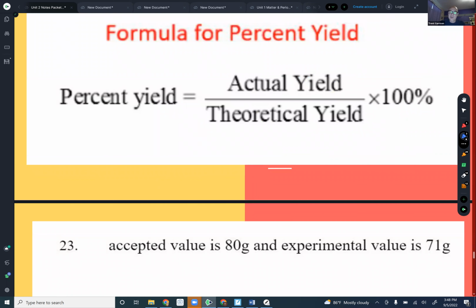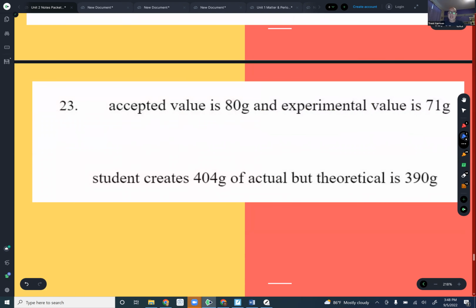Actual over theoretical, those are some of the synonyms that you can utilize to solve this. Okay, so here we have similarly worded questions from before. The accepted value is 80, the experimental is 71, so I'm going to do 71 over 80. And I get 0.8875, round that to 1 significant figure, actually, because the 0 is not significant. And what we'd have is 90% yield. It would be 90% correct.